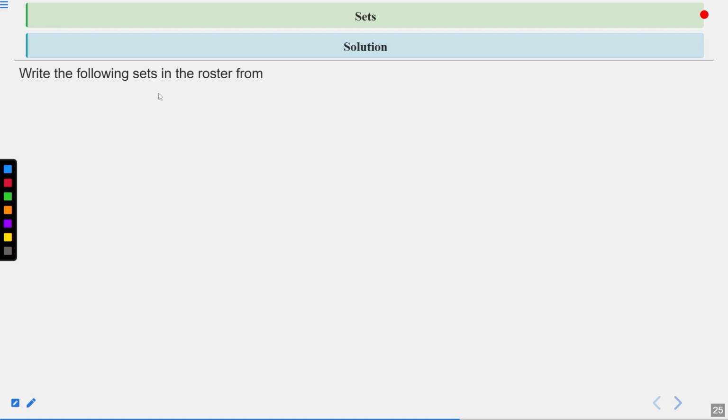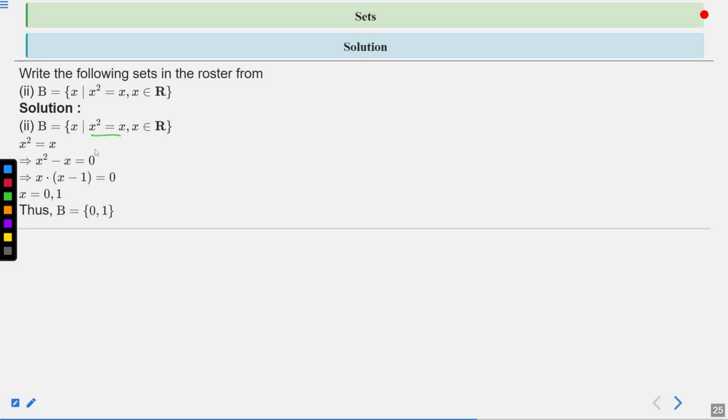For part B, B is given to us as x such that x square is equal to x, x belongs to the set of reals. Solution. Already this set builder form is given to us. Solving this quadratic equation, x square is equal to x, so x square minus x is 0. Factor form is x times x minus 1 is equal to 0. So we are getting two solutions, two values for which the quadratic equation is satisfied, 0 and 1. So the roster form will be 0, 1. Simple. I hope clear.